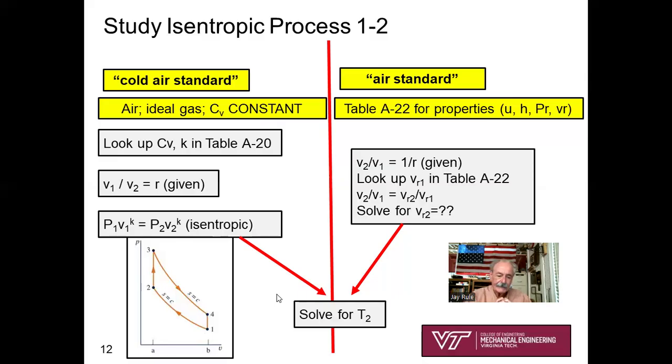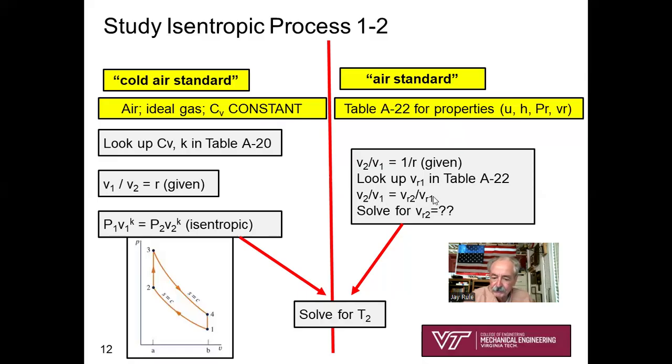And so therefore I've got T1, so I need T2 in order to determine U2. For an air standard problem, I've got to go to Table A22. I know V2 over V1 is equal to 1 over R, so that's given. I can look up VR1 in Table A22 because I've got T1. So V2 over V1 is known.